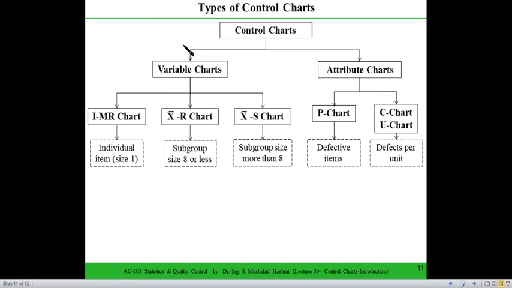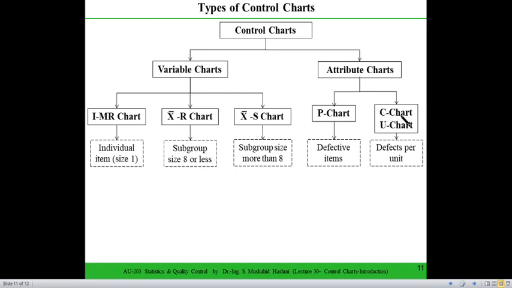So variable charts are used for variables which are continuous in nature, and obviously there is a certain distribution associated with those continuous random variables. Whereas in attribute charts, an attribute is a particular characteristic of a variable, where you use the p chart for proportion defective, and the C chart and U chart, which is the defects per unit.